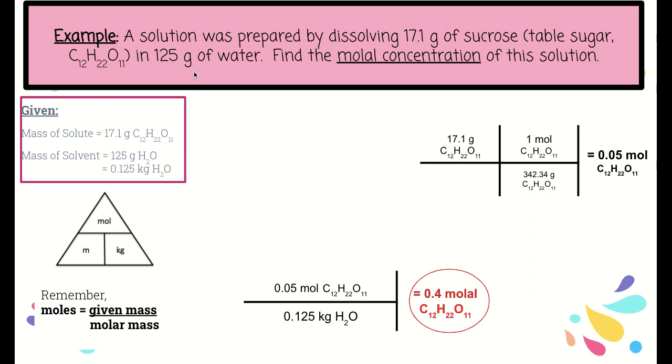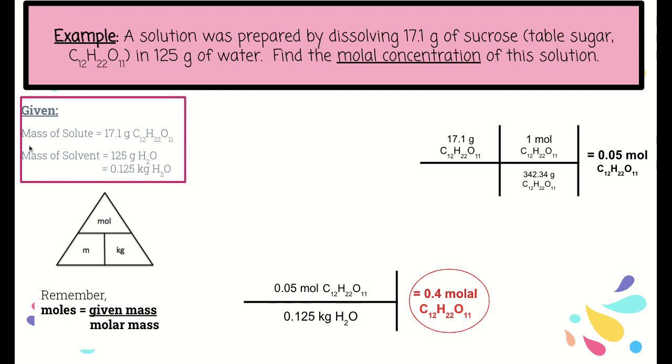A solution was prepared by dissolving 17.1 grams of sucrose, which is table sugar, in 125 grams of water. Find the molal concentration of this solution. Okay, so we know that the molal concentration is going to be moles per kilogram. So moles of solute versus kilograms of the solvent.